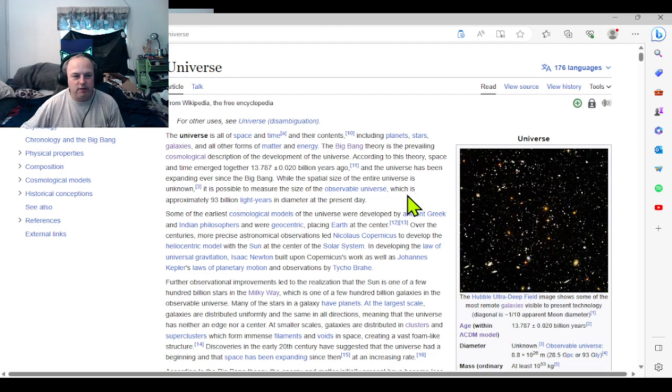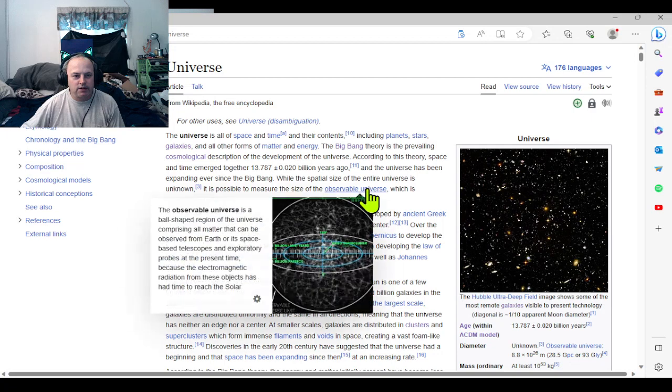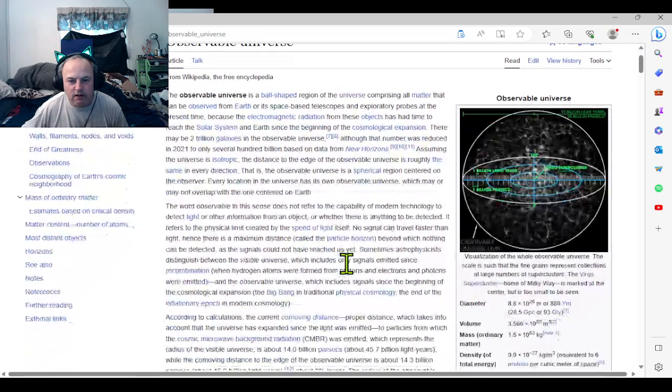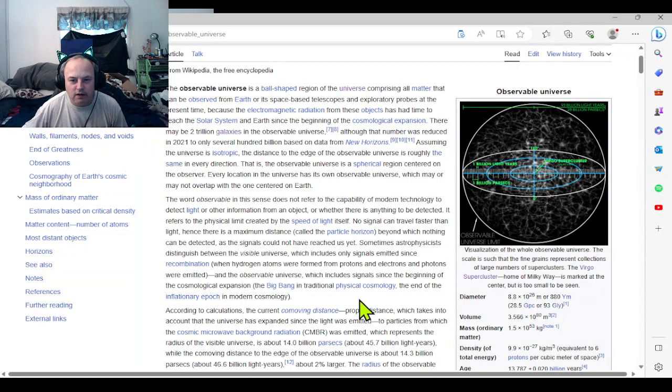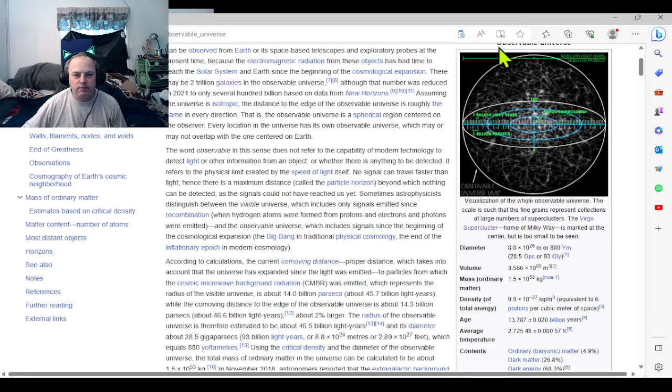About the observable, maybe. Oh, that's about as far away as we can see. But again, there's stuff out here. The whole observable, yeah, sure, it shows this is how far we can see. We're blind beyond that. That's all it's saying.